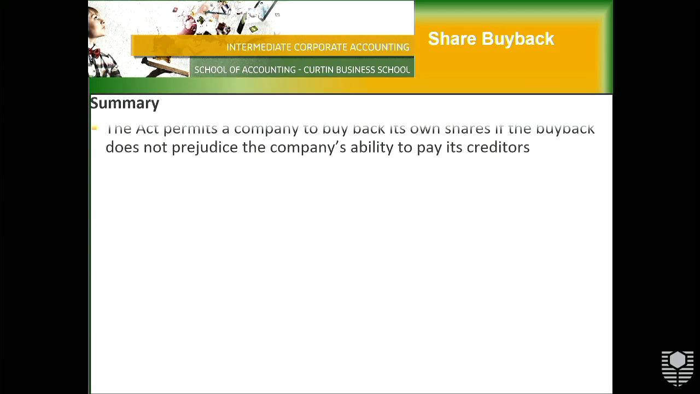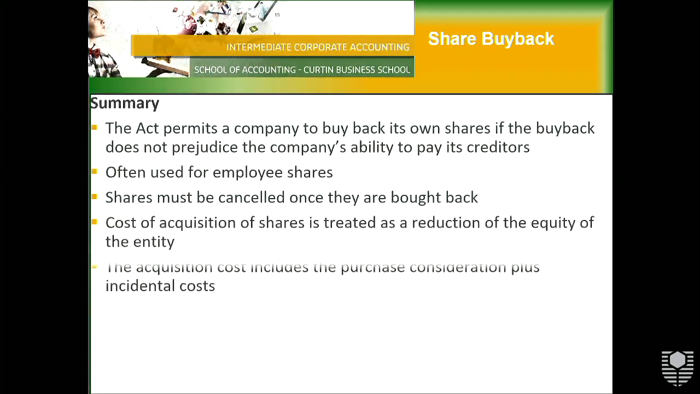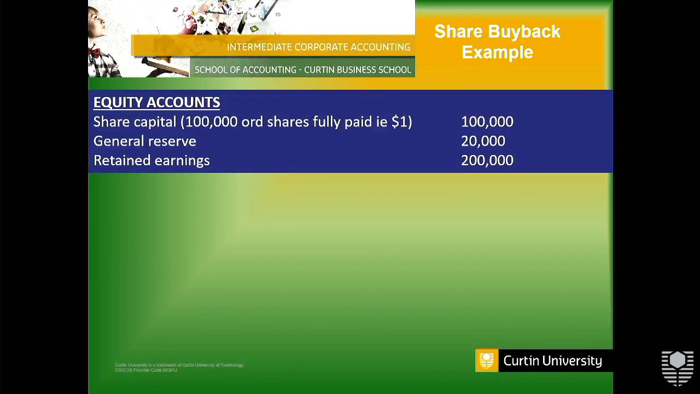Let's have a look at an example. All right, so let's say in our equity accounts, we've got share capital of 100,000, being 100,000 shares at $1. We've got a general reserve of 20,000, so that's money that we've previously taken out of our retained earnings and quarantined in a reserve. And we've got retained earnings. Remember, your retained earnings is your accumulation of profit over a number of years. Right. So that's what we've got sitting in our books.